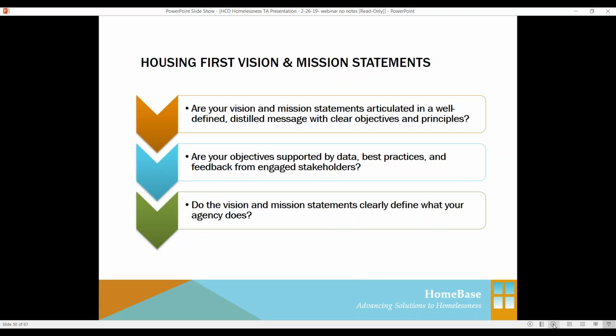But again, we just want to make sure that your leadership is on board with the Housing First vision and mission. Sometimes there's a lot of misinformation or fear in the community, and so making sure that the community members who support your organization and your continuums of care also understand what Housing First means and that it really is an evidence-based practice and something that will be helping people.